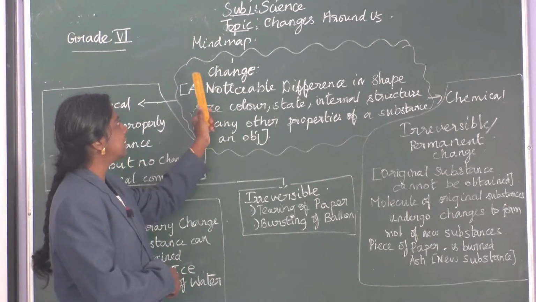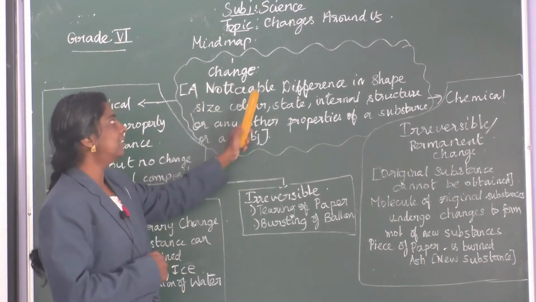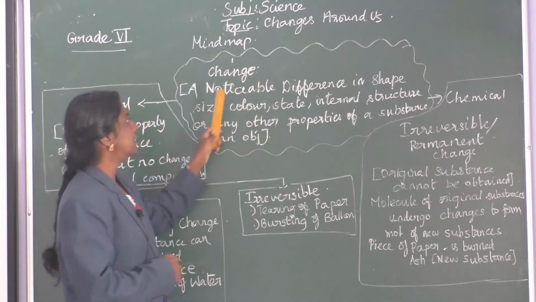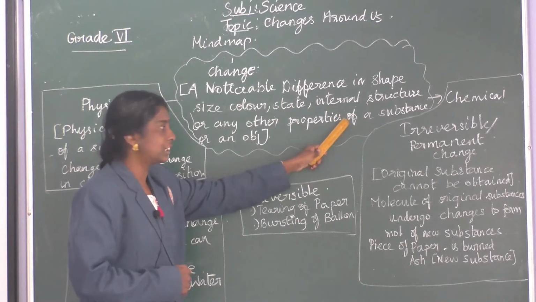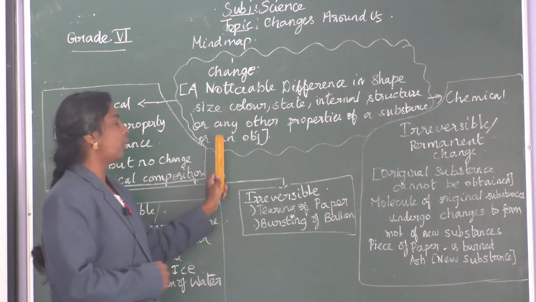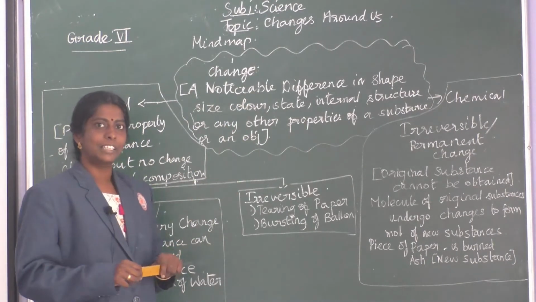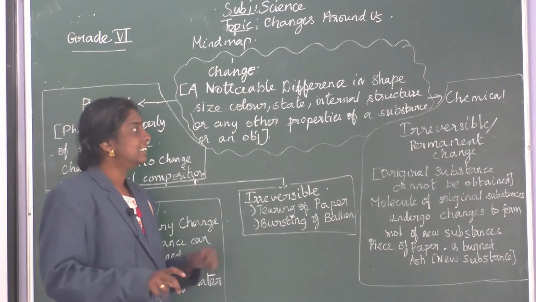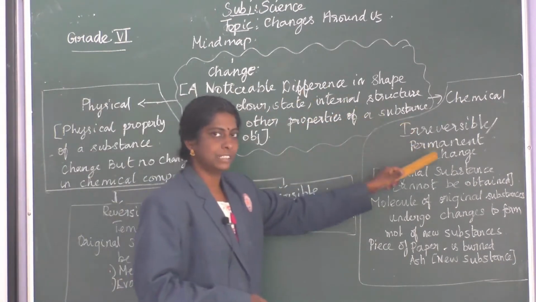So, first, change. What do you mean by change? A noticeable difference in shape, size, color, state, internal structure or any other properties of a substance or an object is said to be a change. Now, this change is classified into two types. It is physical change or chemical change.